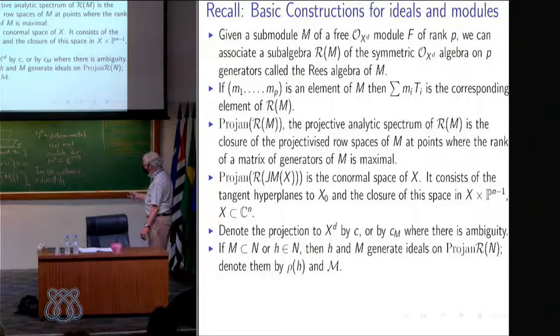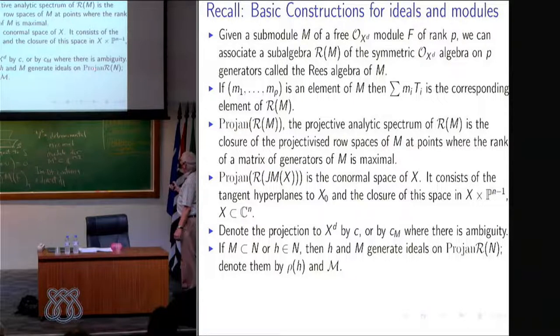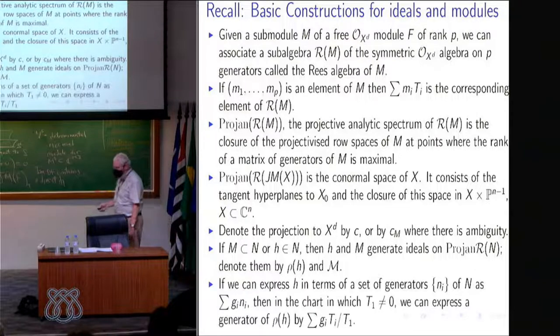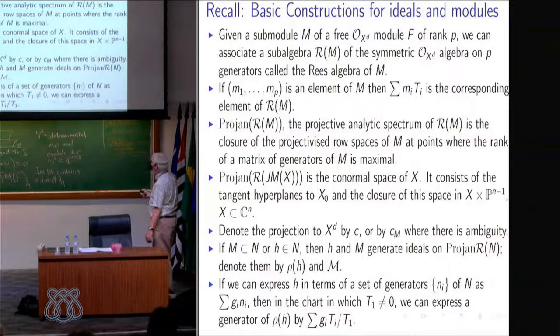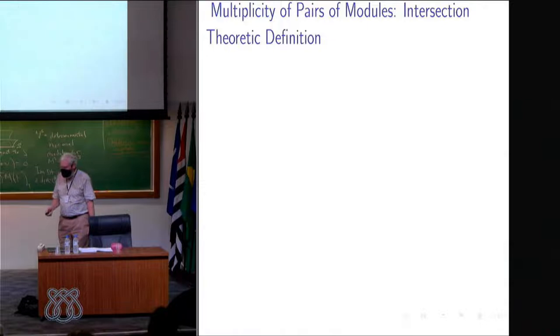So here I have a submodule H of N, and I have an element in N. These both generate ideals on the projective analytic spectrum of R(N). And we denote them by rho of H and M, and script A of N. All right, so how does that work? Well, you take H in terms of a set of generators. Then in the chart in which t_1 is not equal to zero, we express a generator of H by the sum of g_i times t_i over t_1. And the first term in this sum will just be g_1 plus the rest of the terms. So that gives us a sheaf of ideals.